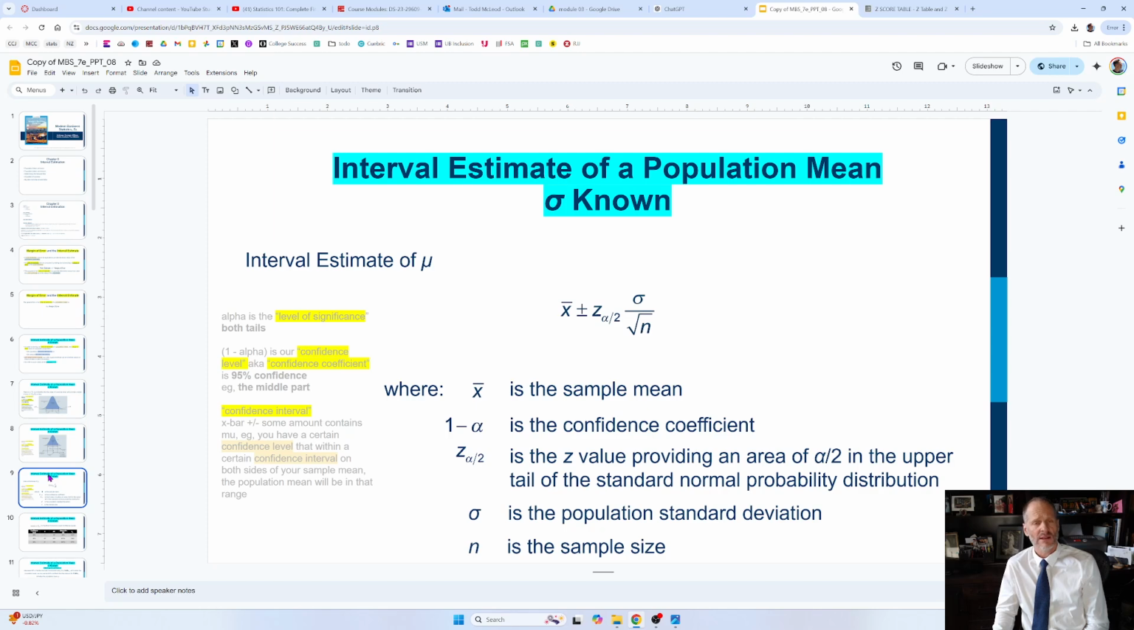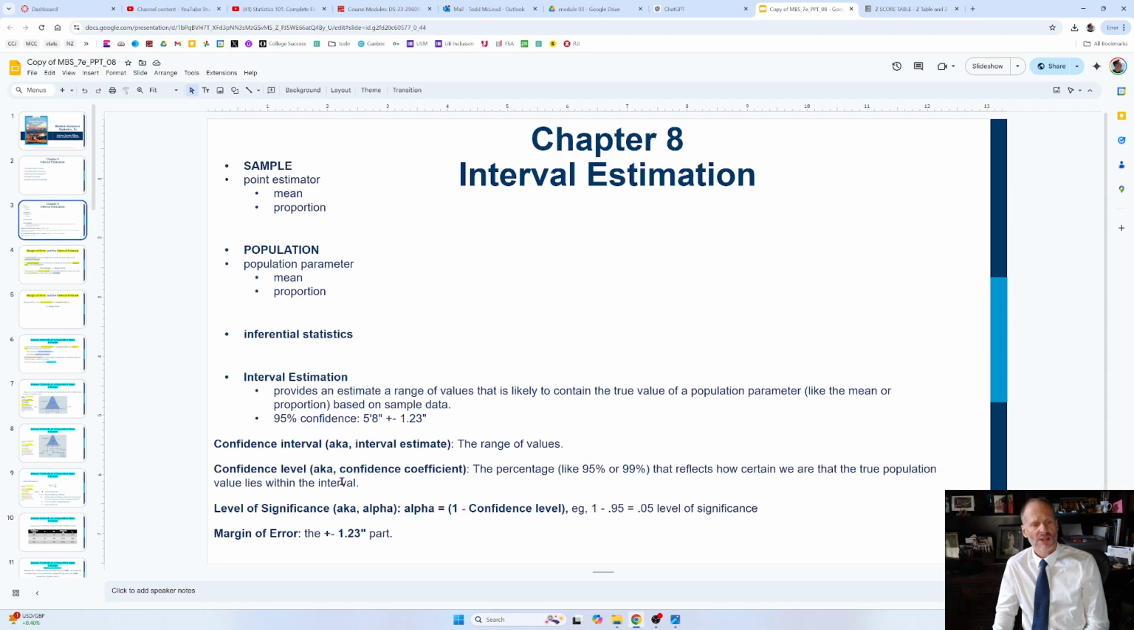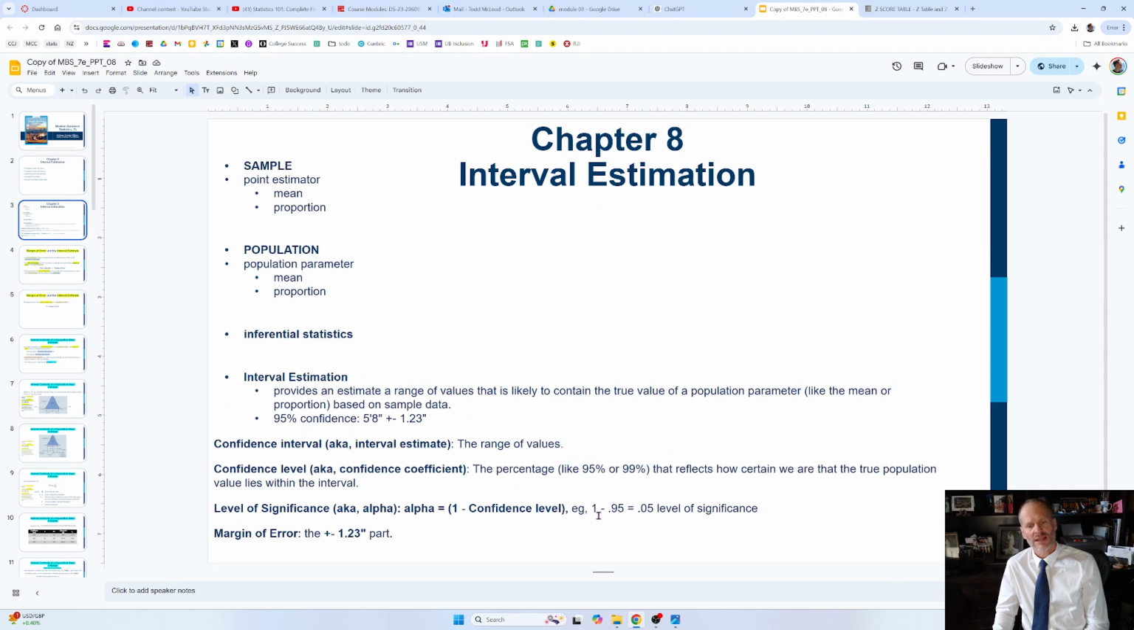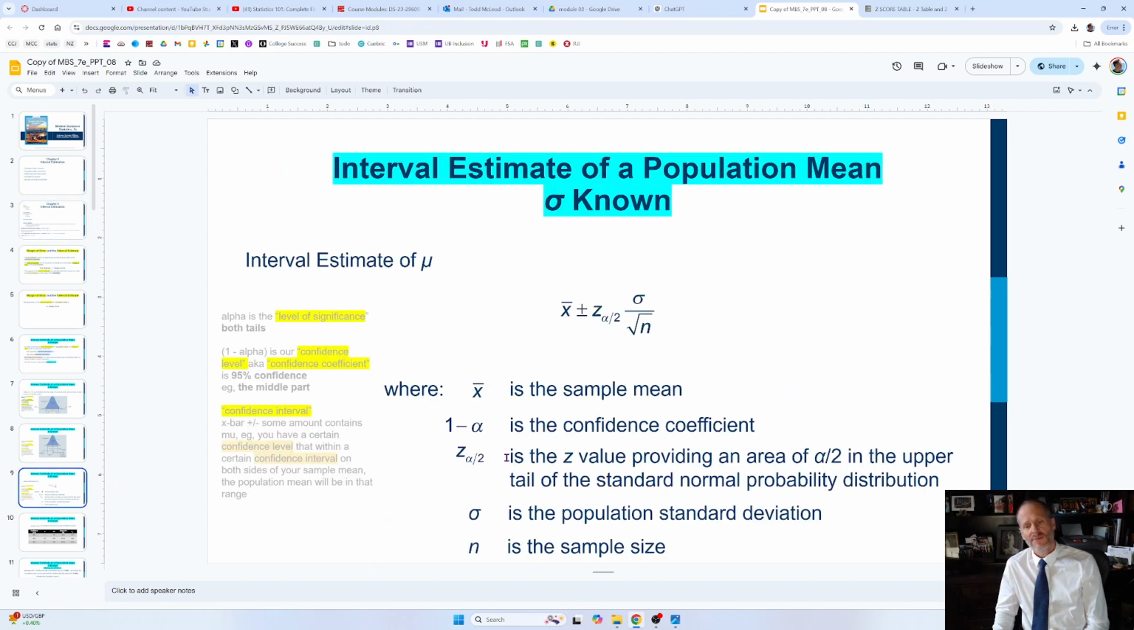So a common confidence level is 95% confident. And so the confidence coefficient, or the confidence level, can be calculated by 1 minus alpha, and alpha is our level of significance, right? The amount of time that the population parameter is not contained within the confidence interval, which is the point estimator plus or minus the margin of error. And z sub alpha/2 is the z value providing an area of alpha divided by 2 in the upper tail of the standard normal probability distribution. This is the population standard deviation. This is the sample size.